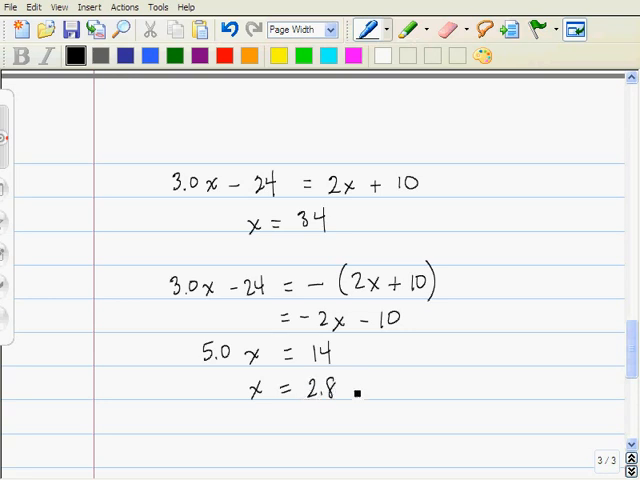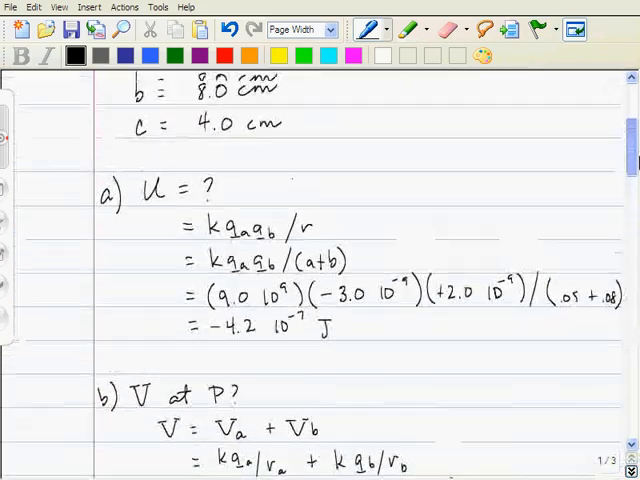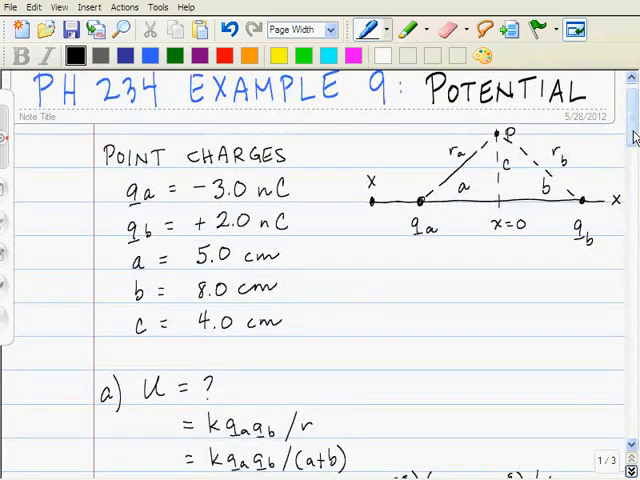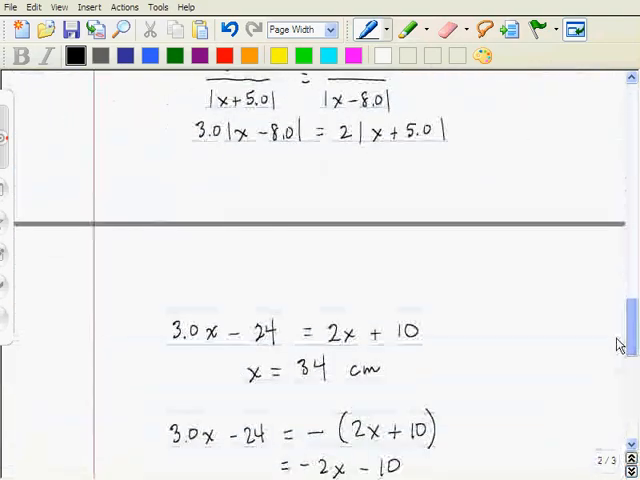So my two solutions: x equals 2.8 centimeters, which makes sense to me because that's a point somewhere in between the charges. But that also says that there's a point way over here to the right of Q sub B where the potential is also 0. And, well, that's it.